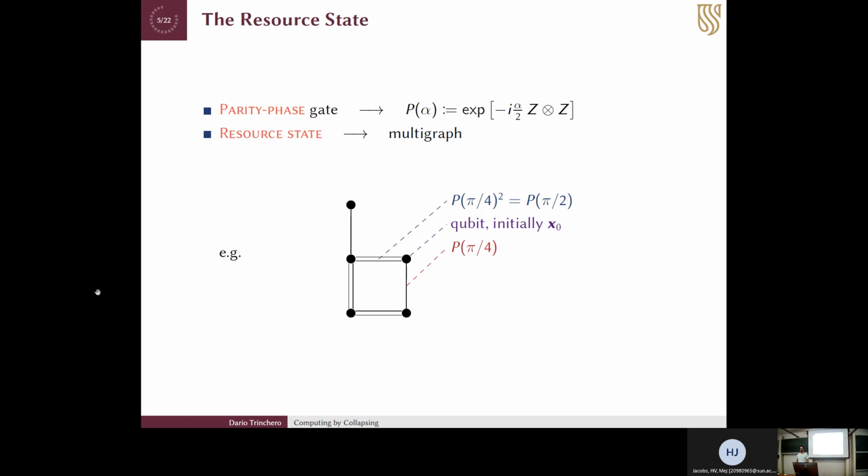I guess the only thing that's important to say here is that the order in which we do these entanglements doesn't matter. The gate commutes with applications to other qubits. So the graph is all that remains, the unordered representation.